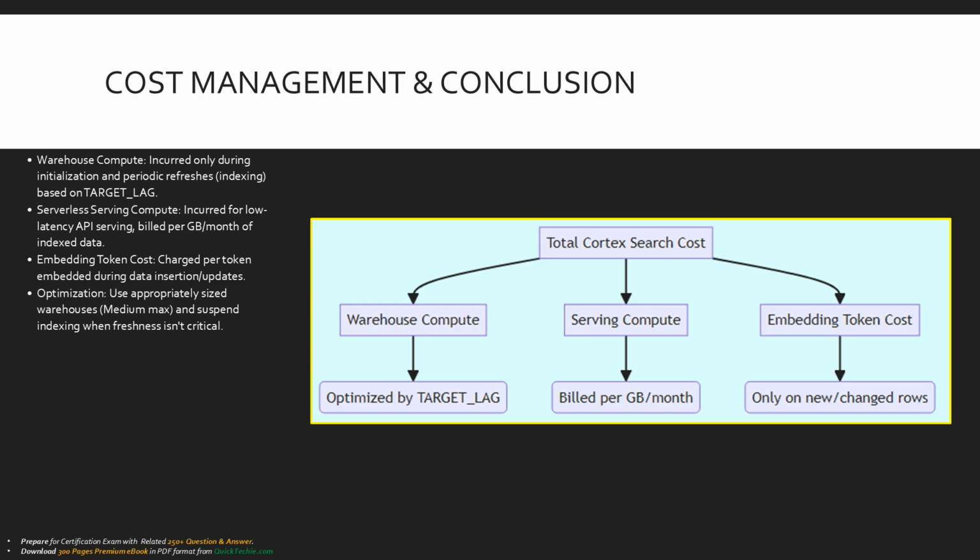In the center, serving compute is highly predictable, billed entirely on the volume of data you choose to index, measured in GB per month. On the right, the embedding token cost is highly efficient because it is incremental. You only pay to generate embeddings on brand new or updated rows, not the entire dataset. Understanding these 3 levers gives you total control over the performance and economics of your AI search applications.